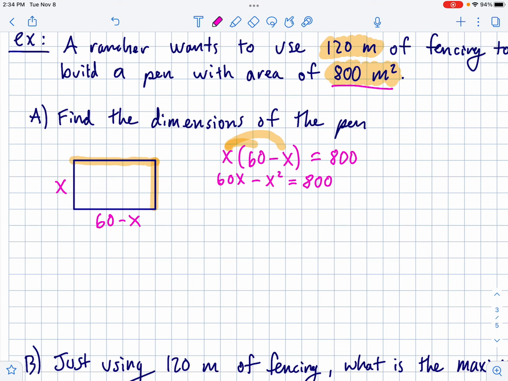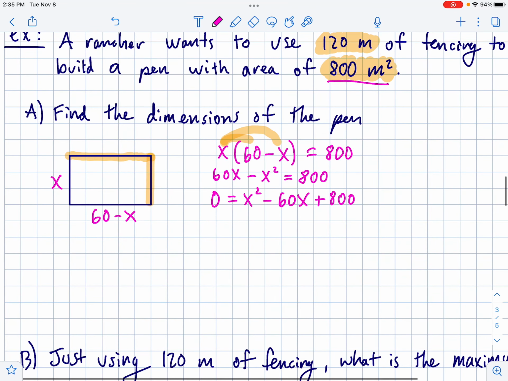Now, to be able to solve a quadratic, I want to get everything on the same side. So I'm going to push everything to the right and say that 0 is equal to x squared minus 60x plus 800. Now, if I'm being asked to factor that, I need to find two numbers that multiply to 800 and add to negative 60.